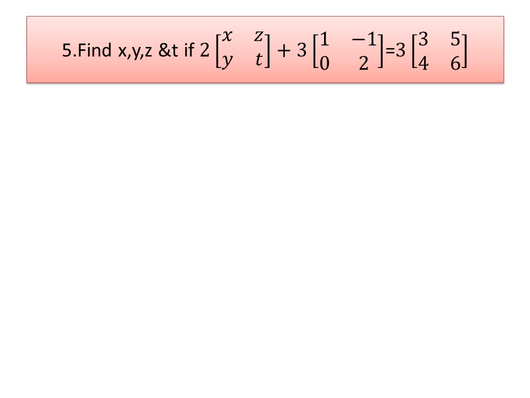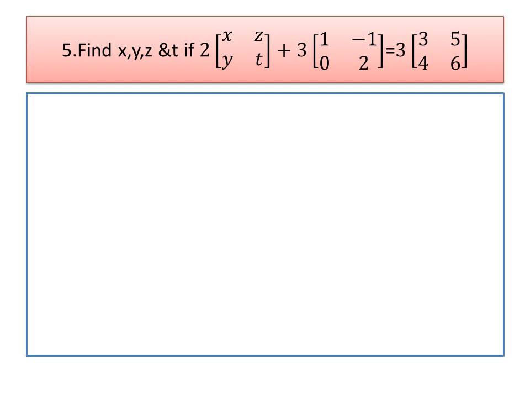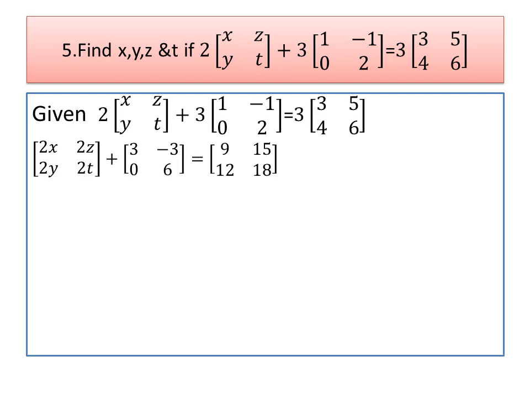Find x, y, z and t if 2 into [x y z t] plus 3 into [1 -1 0 2] is equal to 3 into [3 5 4 6]. Let me take the given equation. By multiplying the scalars into the matrices, we'll get [2x 2y 2z 2t] plus [3 -3 0 6] is equal to [9 15 12 18].